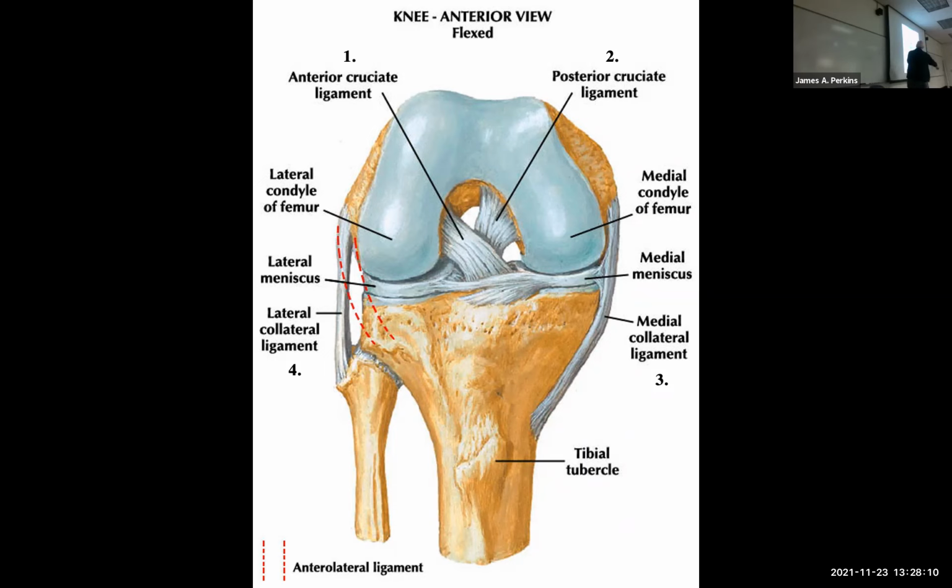So let's talk about some of the other structures here, some of the soft tissue structures. There are two menisci, a medial meniscus and a lateral meniscus. The medial and lateral meniscus are roughly shaped like the letter C. So imagine, people at home can see what I'm doing here, these two big C-shaped letters facing towards one another.